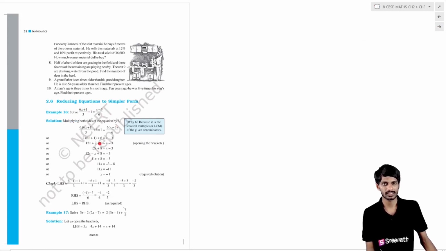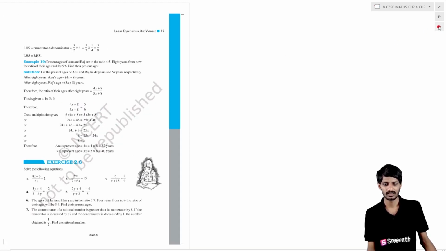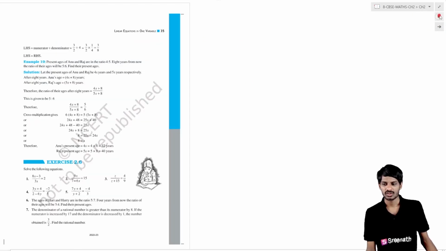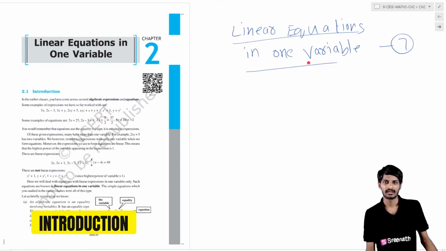In this, we are going to reduce the equations to simpler form. After that, the equations reducible to linear form. Here we are going to discuss and solve some equations that are reducible to linear form. That's it, students. Our chapter is completed here. So finally, we have completed the overview of this whole chapter. Now we will start our discussion of each topic.